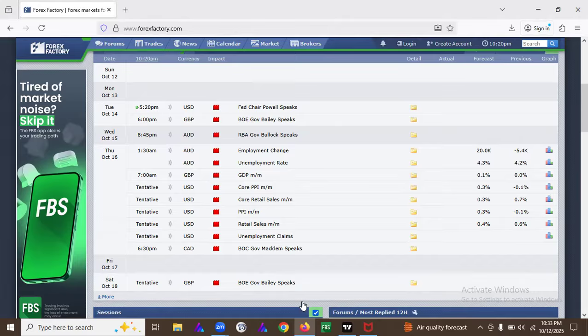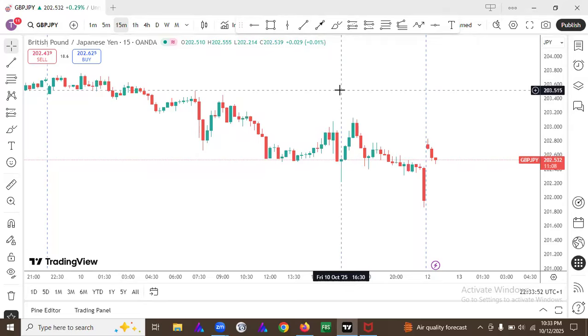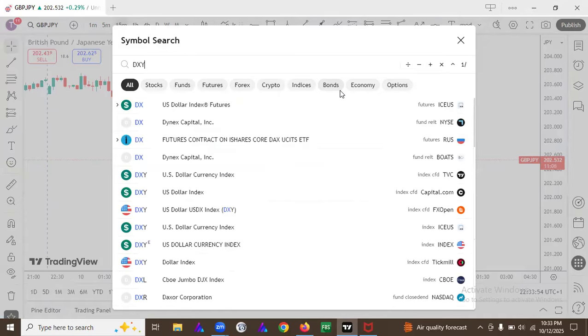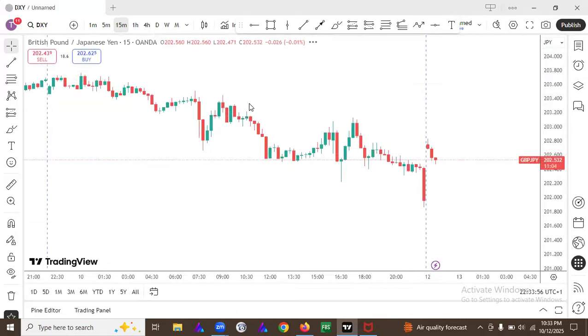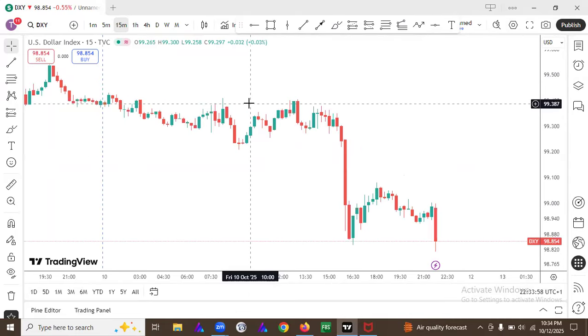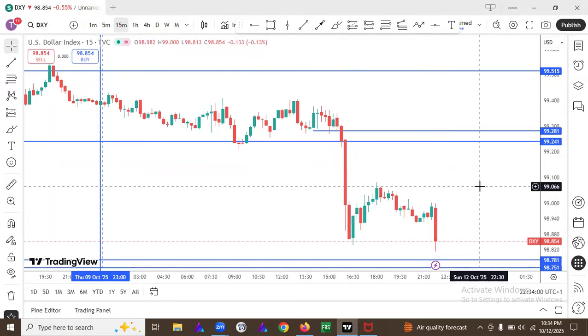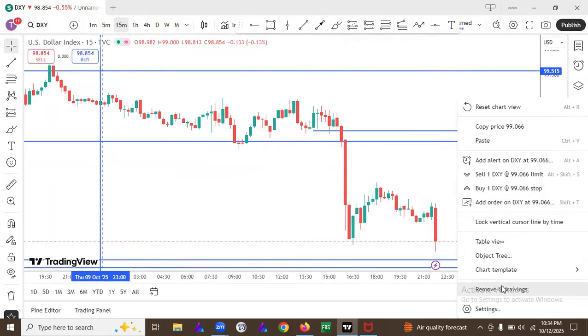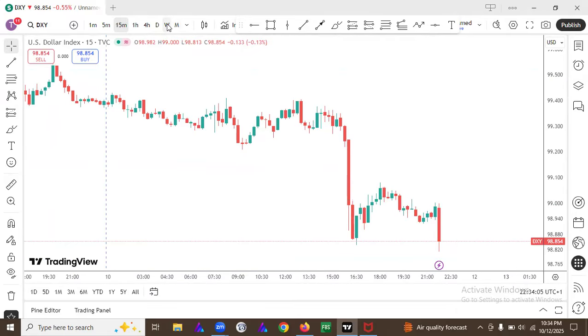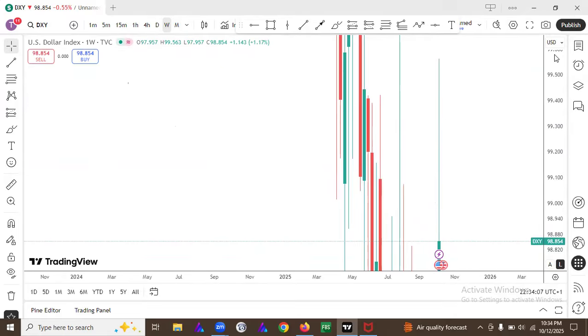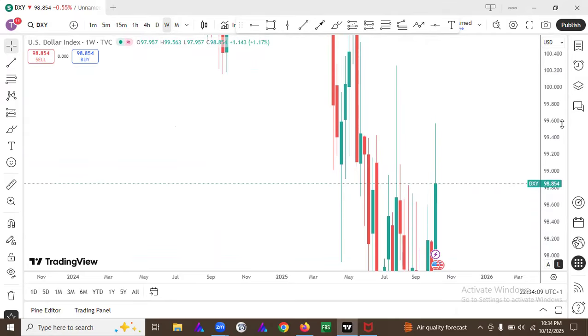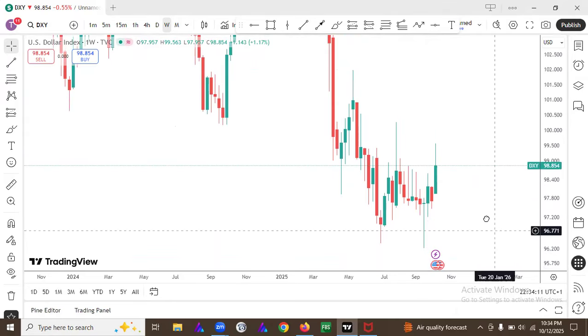So let's go to the charts. So we'll start by analyzing DXY. So what do we have here on DXY? We need to start with the weekly time frame. We need to know the trend for the week. That's the reason we start with the weekly time frame. What is the direction for it?